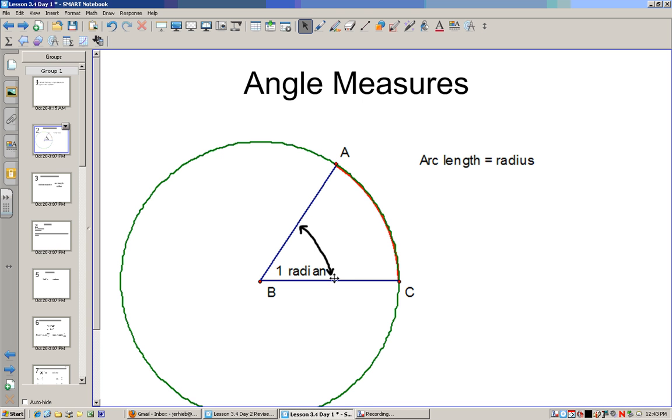What 1 radian is, it's the distance in between an angle if we put the radius on an arc, so where your arc length is equal to your radius. So if this blue line is the same distance as AC, the arc AC, that measure is called 1 radian.